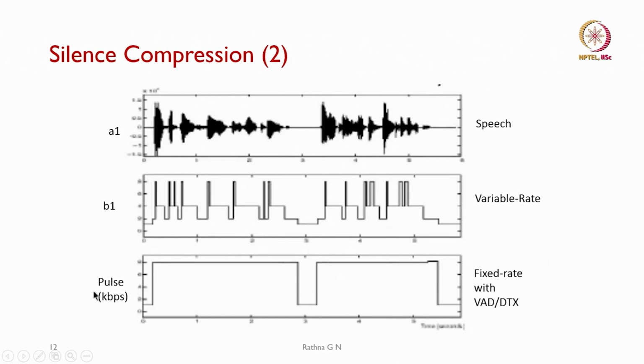And how the pulse is generated is shown in kilobits per second. You see a peak, and after that, because this is a silence zone, with maximum silence, it goes down, and then again it goes up, and then down. So this is the fixed rate with VAD and DTX incorporated in the sample speech signal, showing how it works.